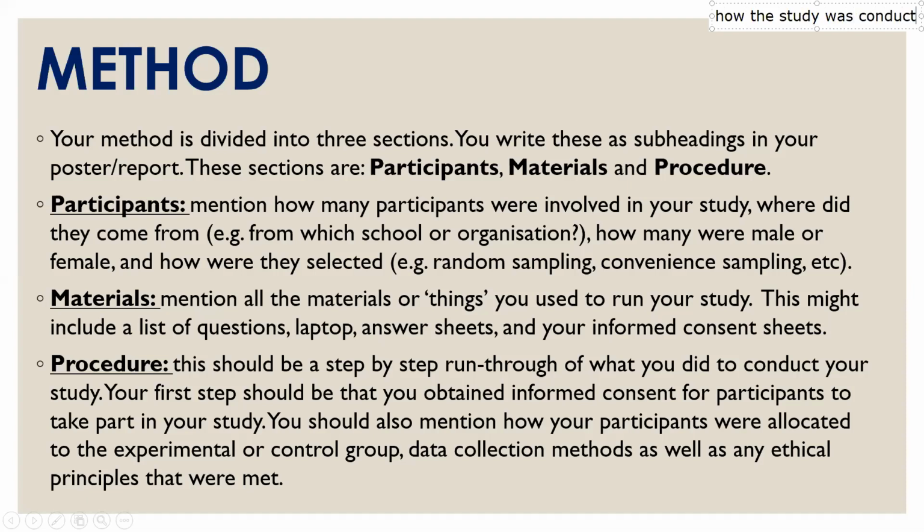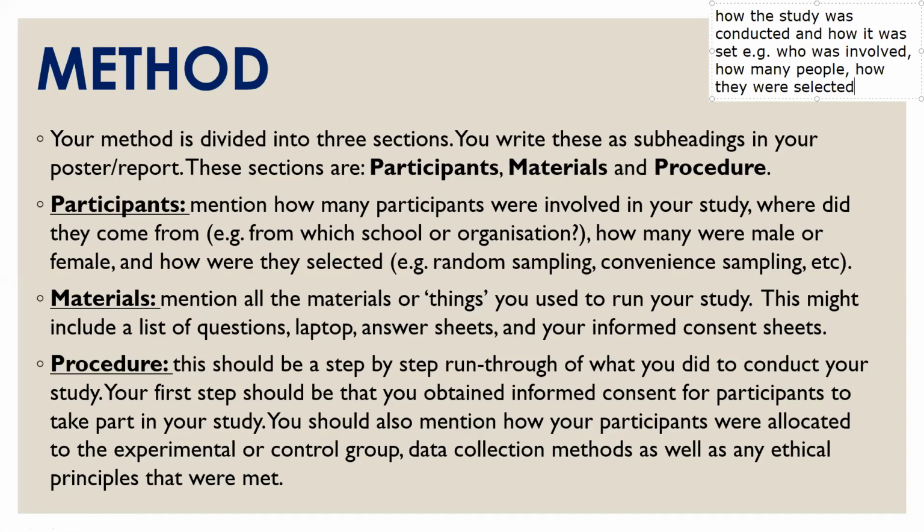It's about how the study was conducted and how it was set up. For example, who was involved, how many people were involved, how they were selected, so the sampling technique we used, all that kind of stuff. To make it easier to write up the method, and obviously using the APA formatting structure, we've got 3 main sections: your participants, your materials, and your procedure. In the sample poster I just showed you before, the method section was also divided into 3 main subheadings.